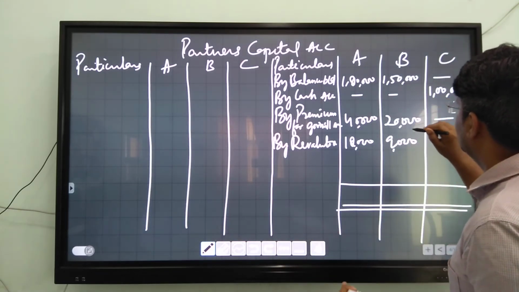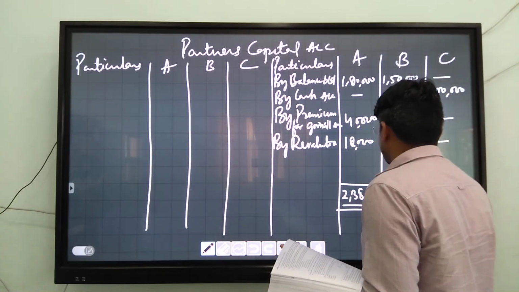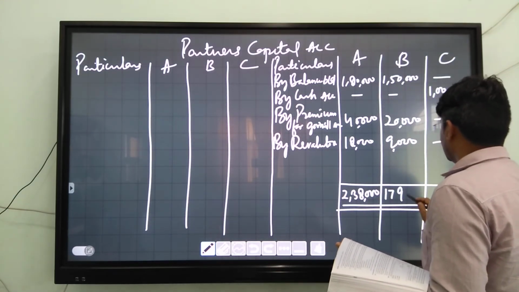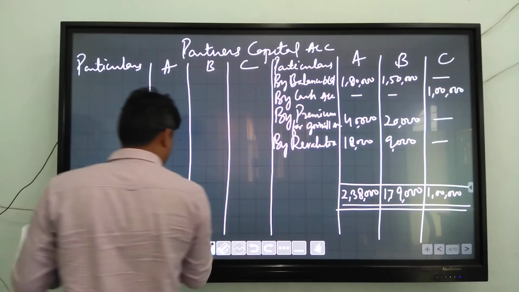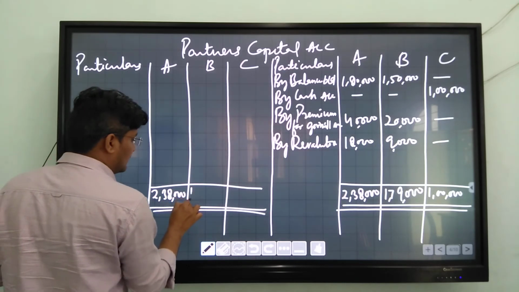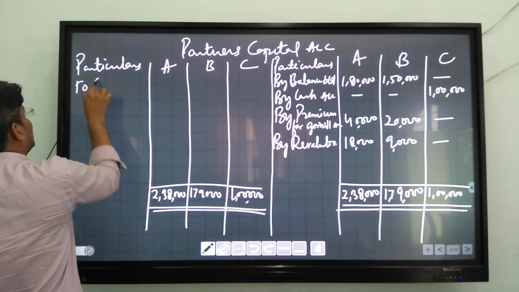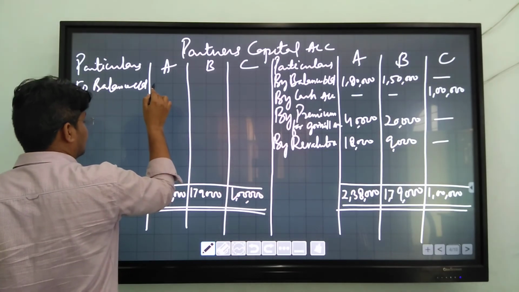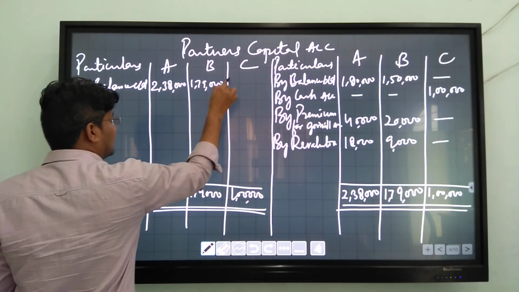Its total is 1,80,000 and 40,000, 2,38,000, and 1,50,000 and 20,000 and 9,000, 1,79,000, and 1 lakh. We draw from the debit side 2,38,000, 1,79,000 and 1 lakh, and we write to balance c/d, the closing balance of the partners, closing capital of the partners, 2,38,000, 1,79,000 and 1 lakh.